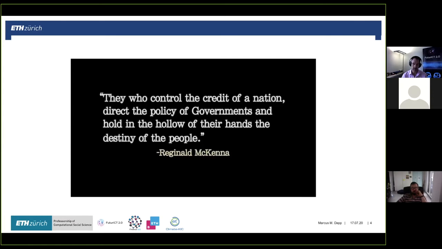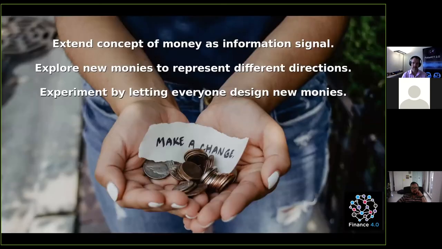So what we try in Finance 4 is to democratize the whole thing. So we want to extend the concept of money as an information signal. We want to explore new monies to represent different directions. And we want to enable people to experiment by designing such new monies.